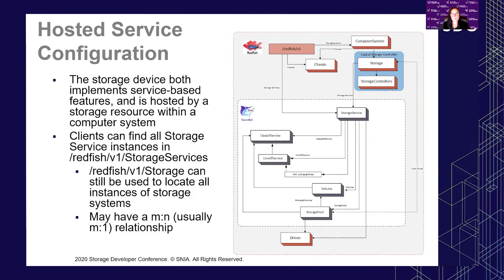All right, we go now to the service configuration. The hosted service configuration is really the same view we just saw in the integrated. You can see connected to the computer system here at the top, and then the storage down. But the difference here is that when you're representing things in a storage service, the storage service is what encapsulates all of the logical functionality: the volume, the storage pool, the drives, the chassis. Things are still connected up here. The physical representation connects to the logical storage system representation, but then the storage service encapsulates all of the other capabilities.